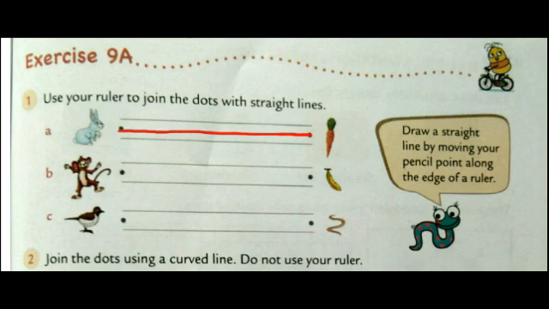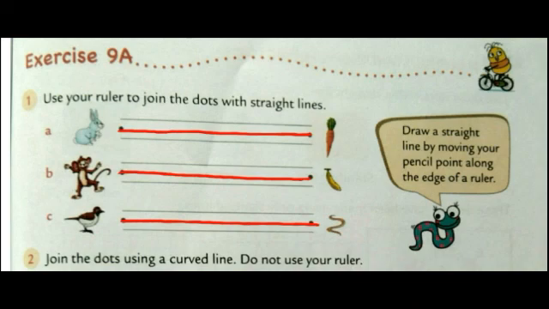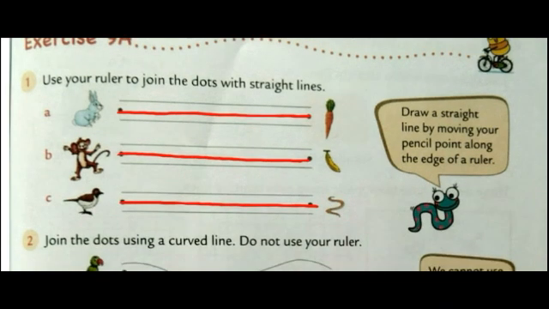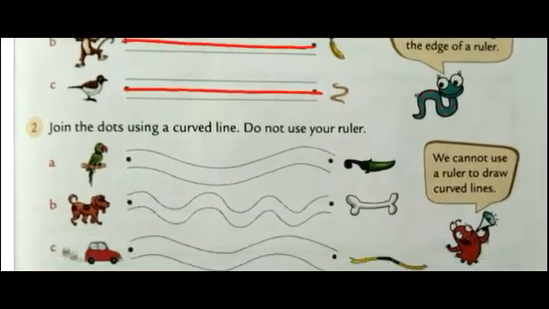Same way, see the second one? Again, when we join the first dot with the second one, it forms a straight line. Now see the third one? Again, when we join the first dot with the second one, it forms a straight line. So these are the straight lines. Okay? Now see the second question.